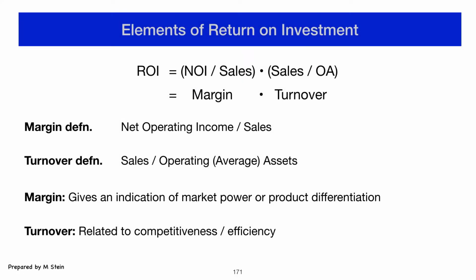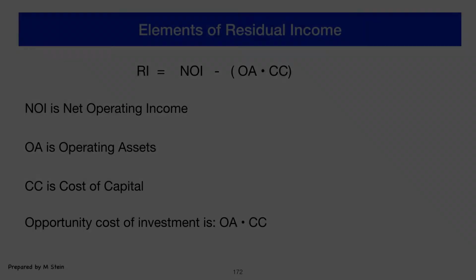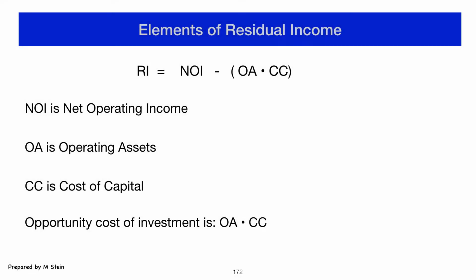When ROI is applied to relatively self-contained business units, ROI is often defined as net operating income divided by sales times sales divided by operating assets. Net operating income divided by sales is called the margin, and sales divided by operating assets is called the turnover. The margin gives an indication of market power or product differentiation, and turnover is often related to efficiency. Residual income is defined as net operating income minus operating assets times the cost of capital. Operating assets times the cost of capital often provides a measure of the opportunity cost of the investment.